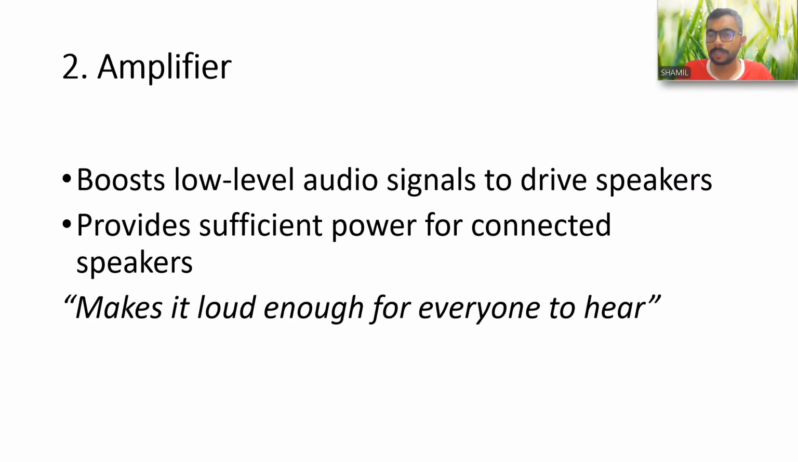The second component of a public address system is the amplifier. As I said, the function of the amplifier is to boost the audio signal you are getting from the microphone. It boosts the low level audio signals to drive the speakers. In order for the speakers to deliver the audio signal efficiently to the occupants, we need to increase the strength of the audio signals. Another function is that it provides sufficient power for the speakers. So it serves two functions. First, it boosts the audio signal coming from the microphone, and second, it provides sufficient power for the speakers connected to the amplifier. To summarize, the purpose of the amplifier is to make it loud enough for everyone to hear.